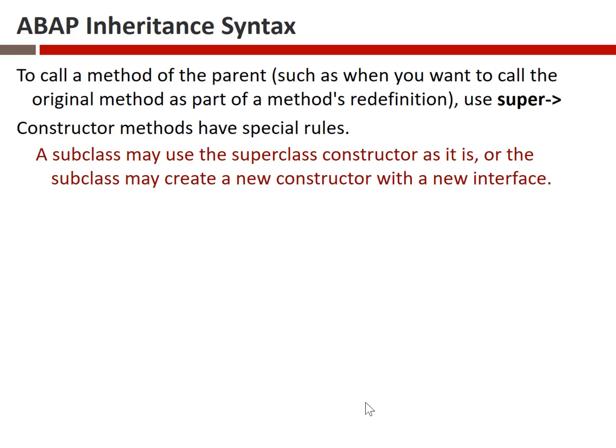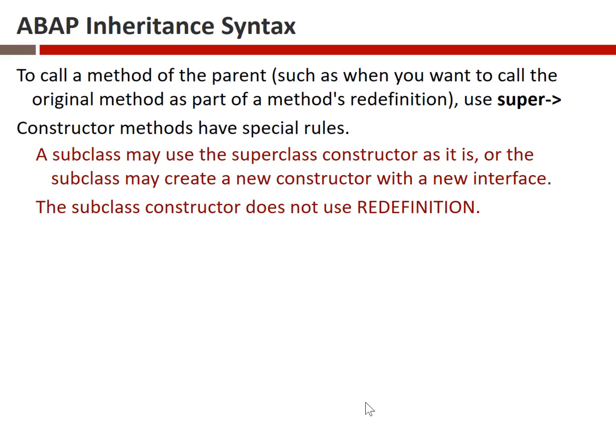And if you think about it, we've been writing constructors that take in values for all the parameters, or for all the attributes. Well, if I want to do that for my purchasing document, and I'm stuck with having to reuse the old interface, how do I add in the ability to set a value for a company code or a vendor ID? I can't. So with constructors, we can just write a whole new constructor. The subclass constructor does not use the word redefinition. So we write this just like we do if we're writing a brand new constructor.